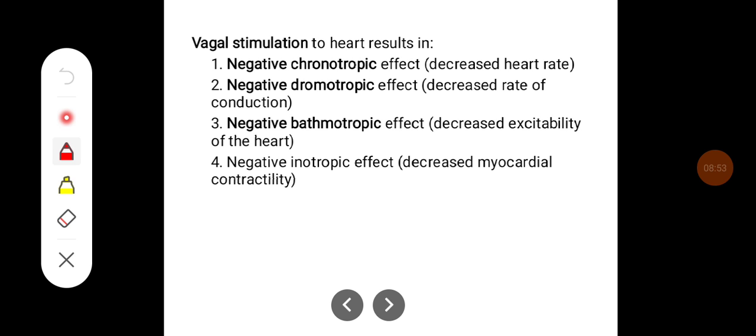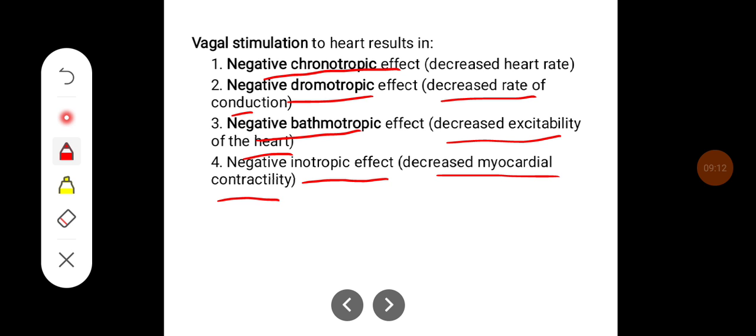Vagal stimulation results in a negative chronotropic effect that decreases the heart rate, and a negative dromotropic effect that decreases the rate of conduction. It has a negative bathmotropic effect, that is, it decreases the excitability of the heart, and it is negative inotropic in that it decreases the myocardial contractility.